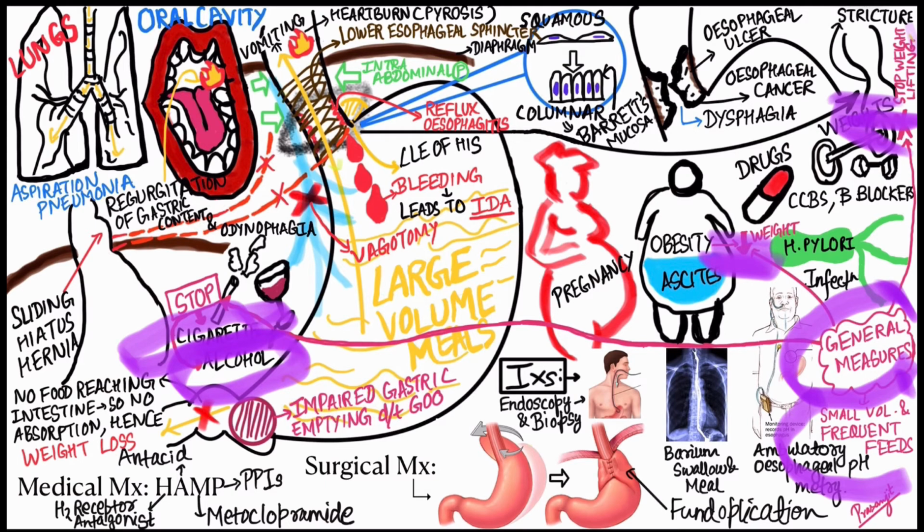Now coming to the medical management. In medical management, you have to just remember one mnemonic, that is HAM. H stands for H2 receptor antagonist, A stands for antacid, then M stands for metoclopramide, and P stands for proton pump inhibitors. So these four drugs or classes of drugs can be used for the management of gastroesophageal reflux disease.